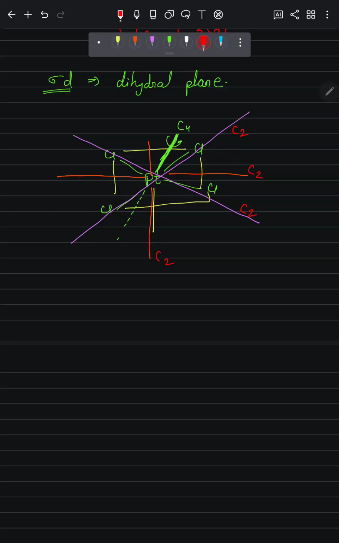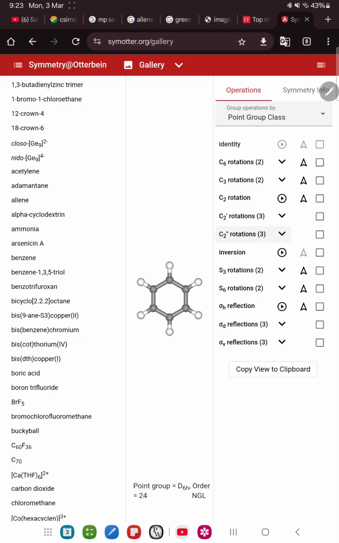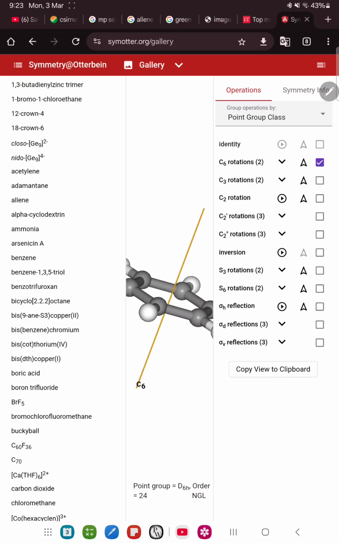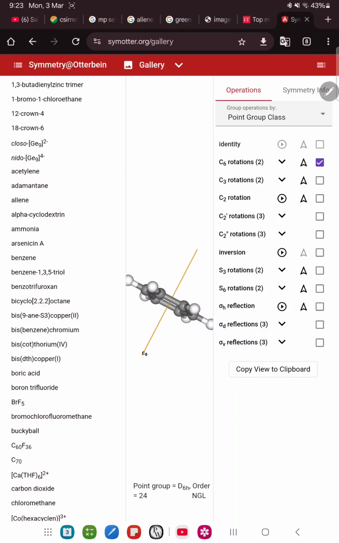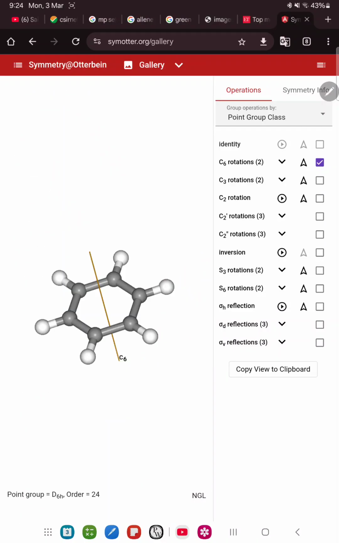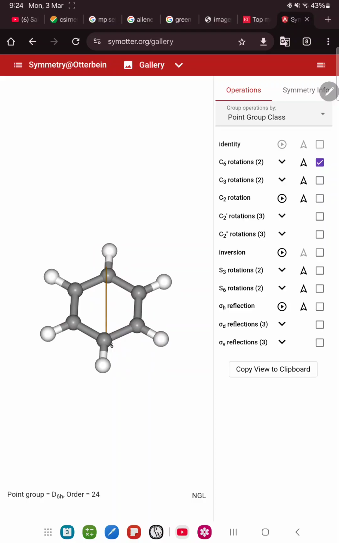Let's take another example of benzene and see sigma d here. Let's go to this side, the symmetry order slide. As we can see, this is the structure of benzene, and we can see all the axes here, just like the principal axis, the C6 axis, which is passing through the middle. The next axis we will see here is a C2 axis, and three C3 axes.